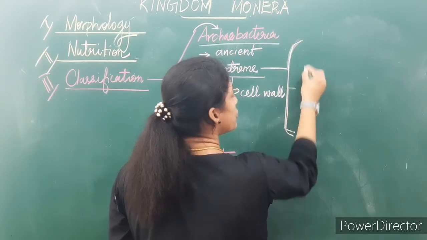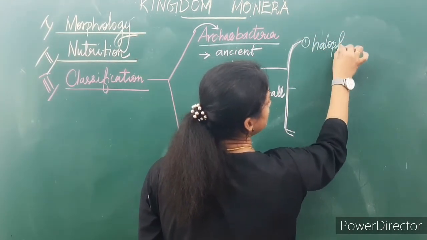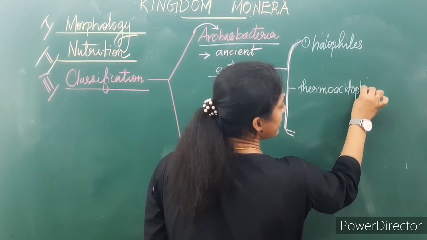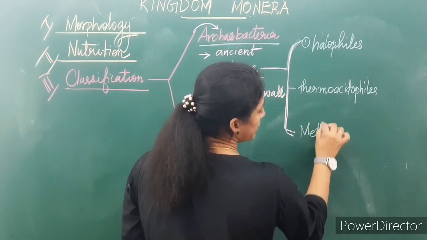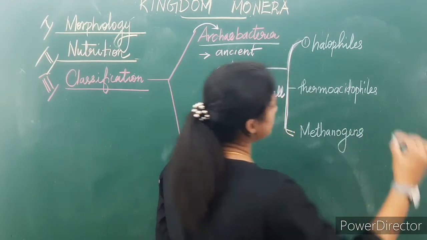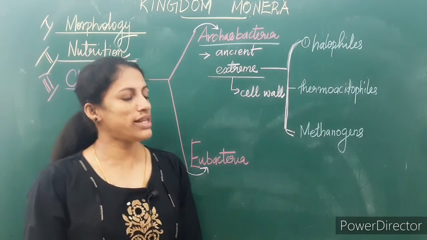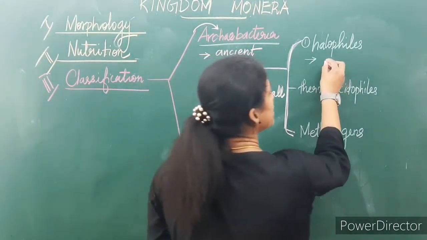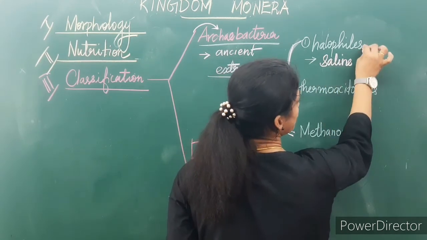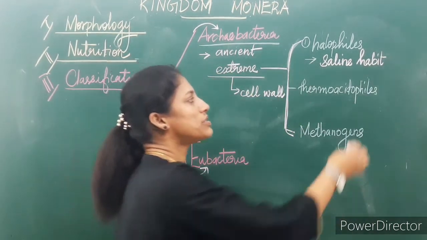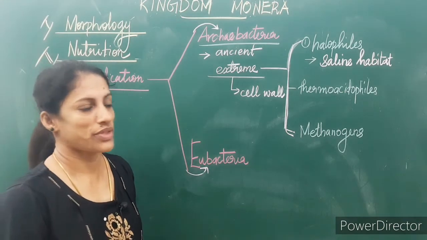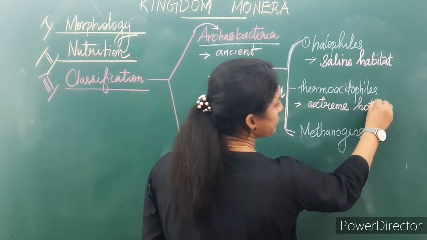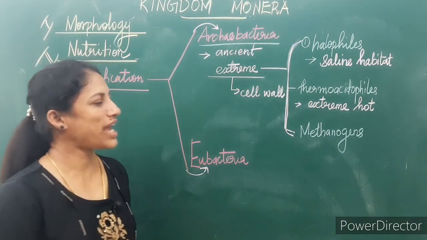Mainly there are three groups, as per your NCERT book. The first are halophiles, the second thermoacidophiles, and the next group is methanogens. Where are halophiles seen? Halophiles are the bacteria inhabiting saline habitats, whereas thermoacidophiles are the bacteria seen in extremely hot, high temperature and highly acidic regions.